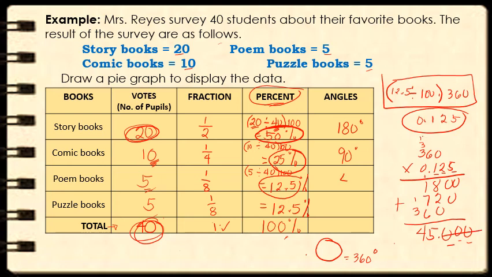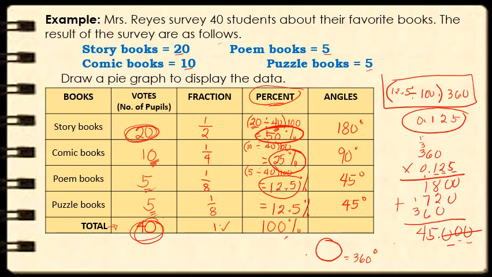Ibig sabihin, we have 45 degrees. And then, since 5 din naman yung ating pumili na number of pupils sa puzzle books, ibig sabihin, I don't have to compute anymore. 45 degrees din ang sagot dito sa row na ito.